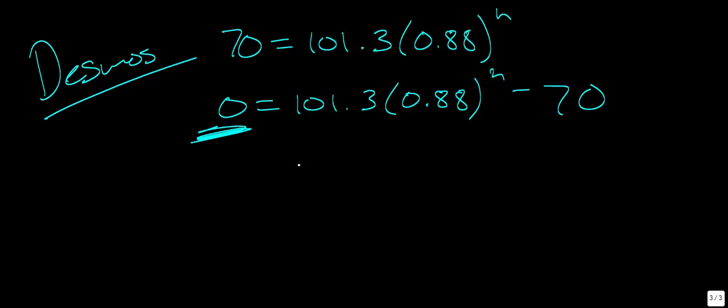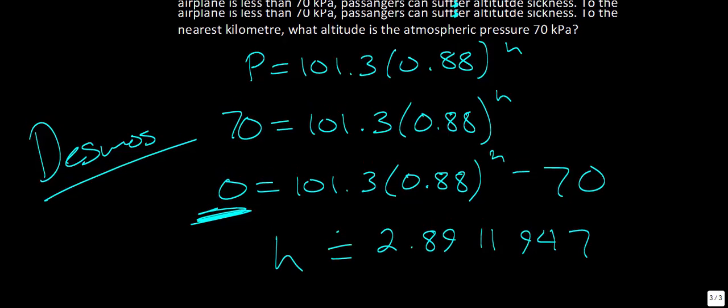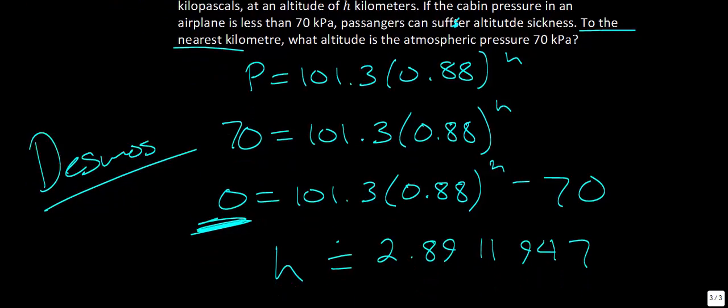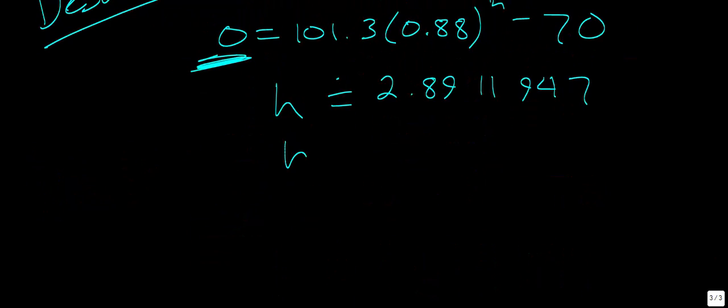And that should give us a value of h that is equal to approximately 2.891194 7. And I think if we go back up to the question, what was it asking us to round to? It wanted us to round the value of h here, the altitude, to the nearest kilometer. So we would round this to being approximately 3 kilometers.